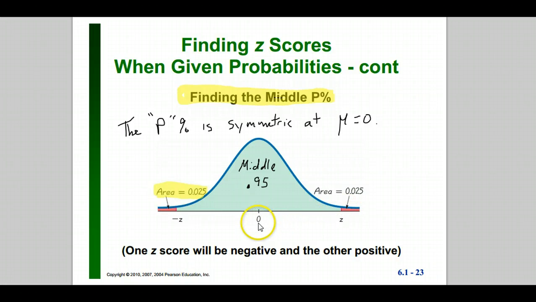Okay, and because of the symmetry at 0, these z-scores that cut off the middle 95% will be opposites. So see, I have a negative z and a positive z. They'll be the opposites of each other. Now this is the important one. Because the table gives areas to the left, we want the z-score with an area to the left. This z-score is an area to the right, so this one would be the easiest one to use.